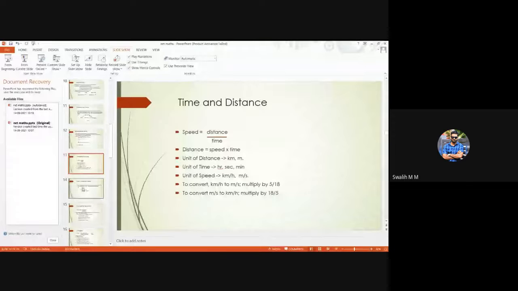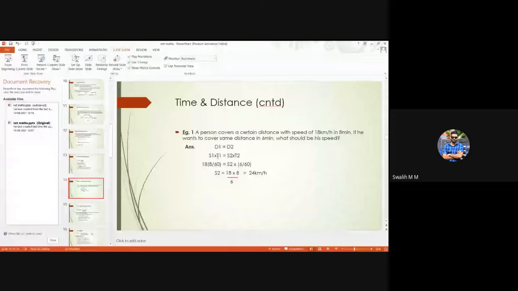So the distance is the same. You equate the corresponding speeds and times. You get the missing number. That is, what should be his speed? Speed would be 18 into 8 by 6. That is 24 km per hour.